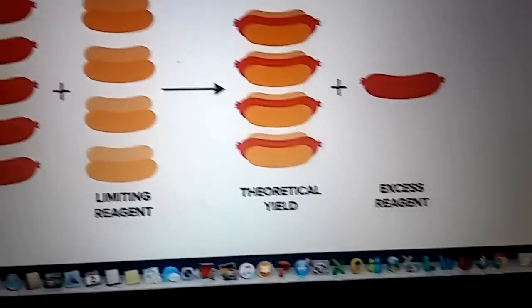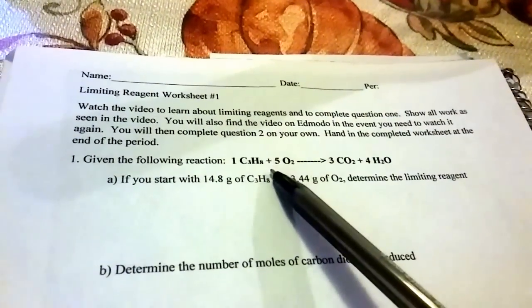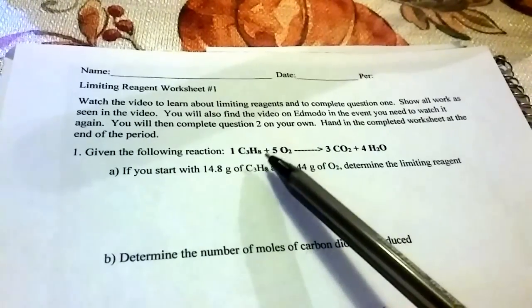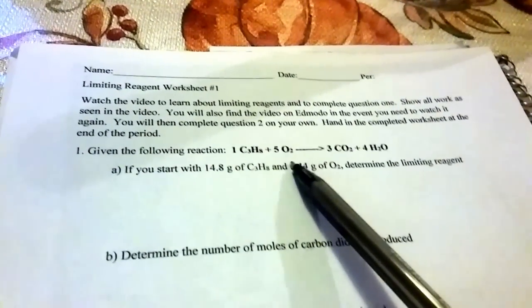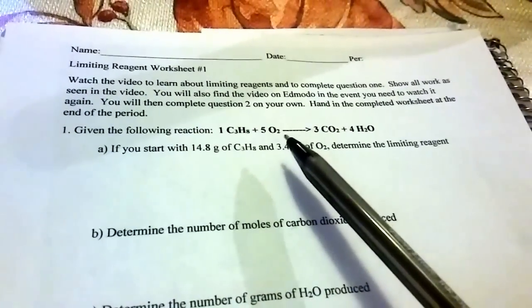And that's kind of the same concept with actual equations. At one point you're going to run out of one of them, and so that's when your whole reaction stops, and it won't continue unless you have more of that particular compound.